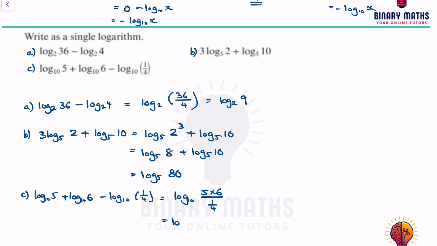So it's the same thing as log base 10 of 5 times 6, which is 30. 30 divided by a quarter is the same thing as 30 times 4, which is 120.